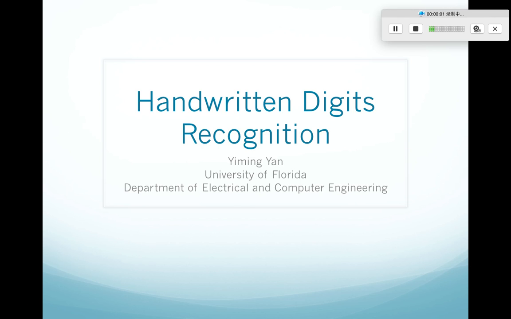Hello everyone, today I'm going to talk about my final project. The topic is handwritten digits recognition with multilayer perceptron. In this project, I tried to figure out the most suitable model for my dataset, which is processed from the MNIST database.